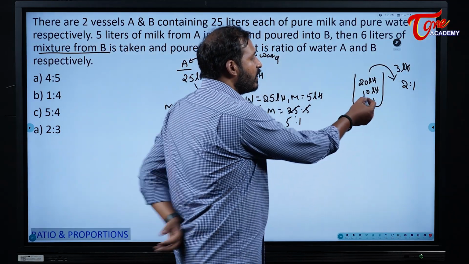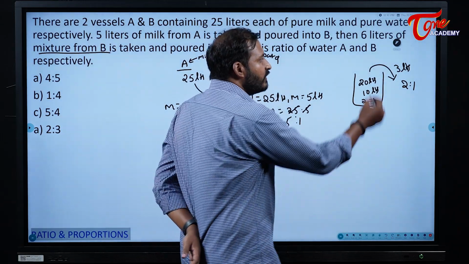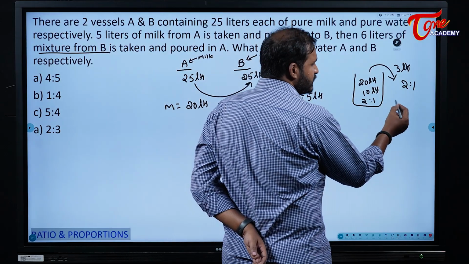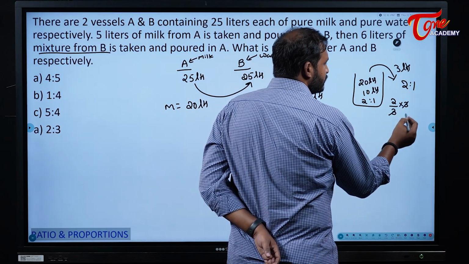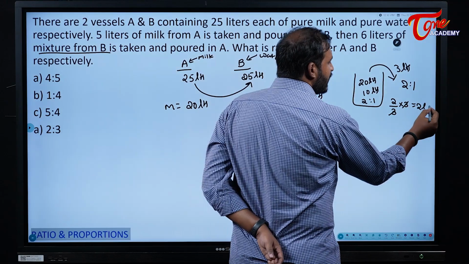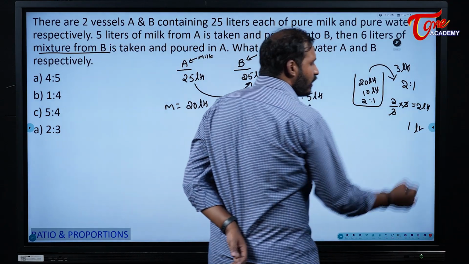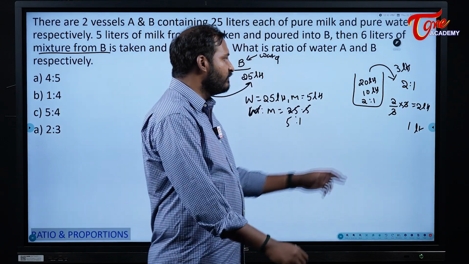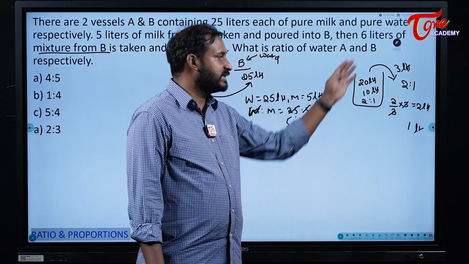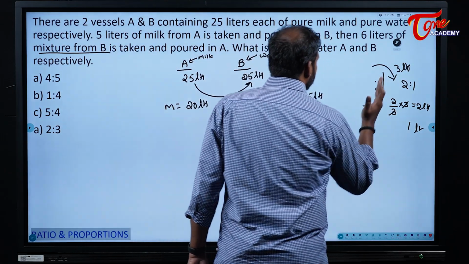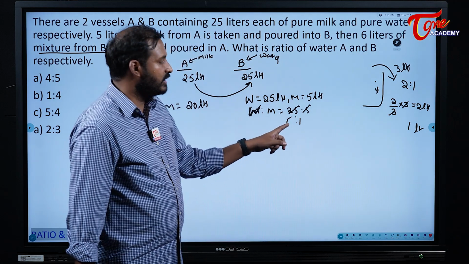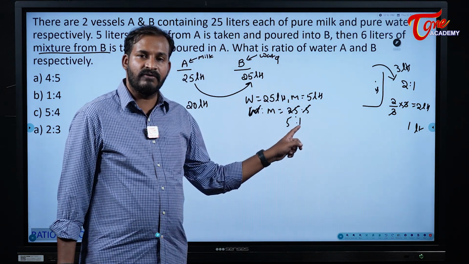That means, see here, milk and water are in what ratio? 2:1, right? So, when I draw 3 liters from this, I will get 2/3 of 3 liters. That means 2 liters of milk and 1 liter of water will come out. That means, in whatever the ratio in which they are present, the same ratio they will come out. Now, from this concept, water and milk are in the ratio of 5:1.